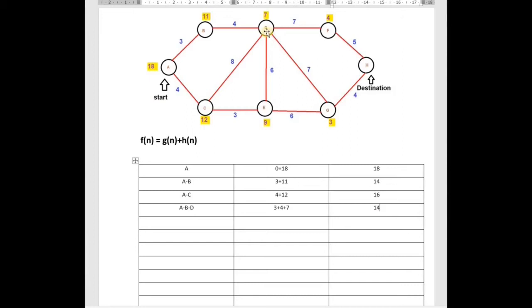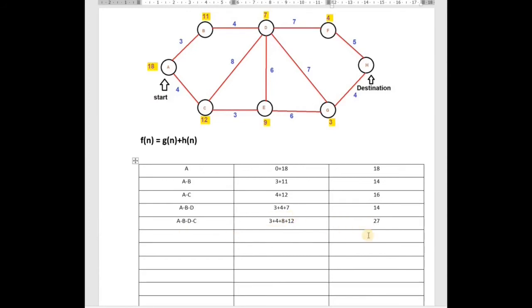Then from D, which nodes can I travel to? That is C, E, G and F. These nodes I can travel to from D. First I will calculate A, B, D and C. The cost from A to B is 3, plus B to D is 4, D to C is 8, plus the heuristic value of C, which is 12. What I am getting is 27.